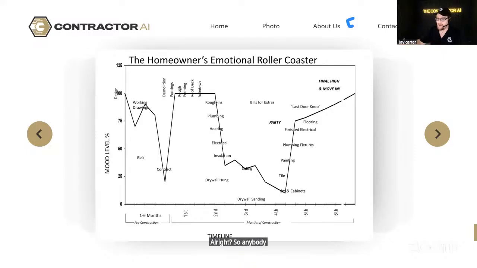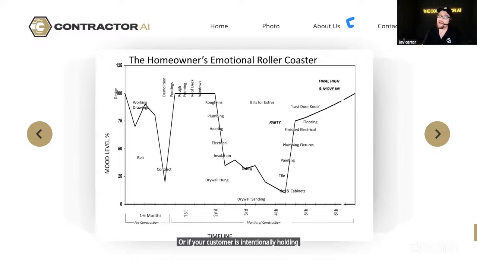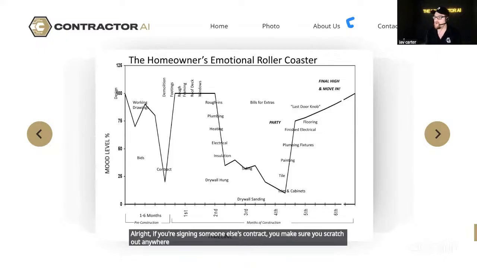So anybody that has that illusion that by leaving more money on the table you're somehow keeping trust or keeping the customer happy, or if your customer is intentionally holding back and not following your payment schedule or a part of your contract, that's the point at which you need to stop working. And everyone here should have a stop work clause in their contracts. Doesn't matter who you're dealing with, B2B, B2C, commercial, I don't care. If you're signing someone else's contract, you make sure you scratch out anywhere where it forces you to continue working, even if payment has not been made.